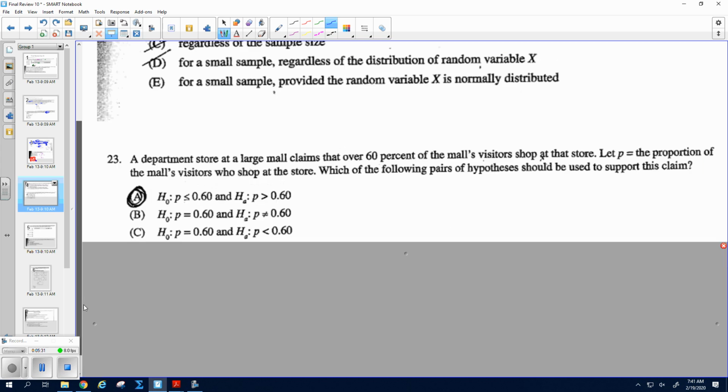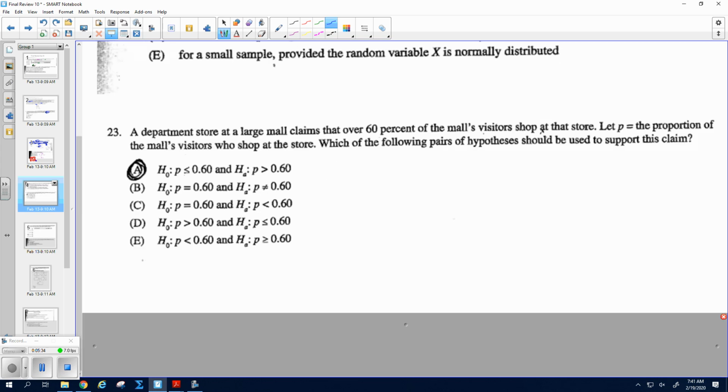Number 23 is A. So this one was a little confusing. Usually our claim is the null hypothesis, but for this, the claim is the alternate because it's sort of the interesting one. We want to know, is that actually true, that over 60% shop there? And the null, you could say equal to right here, and then this would have to be greater than. So this would work with equal to, or you can say less than or equal to.